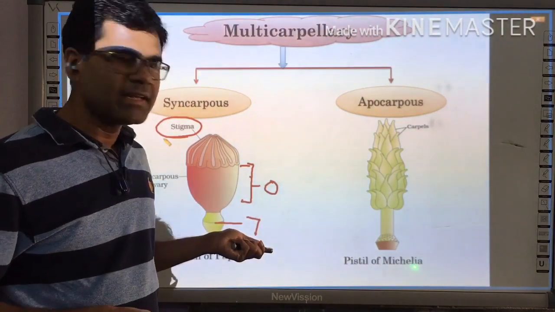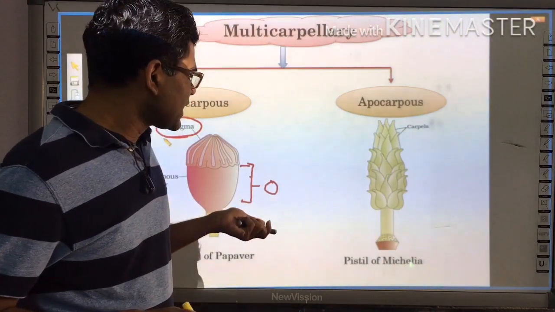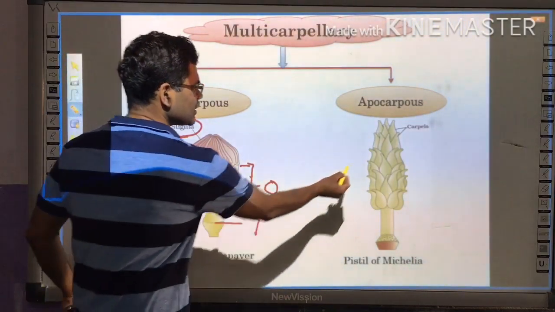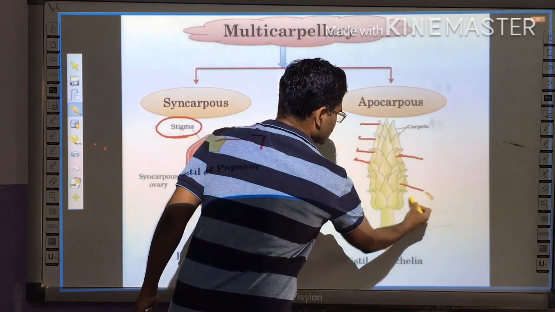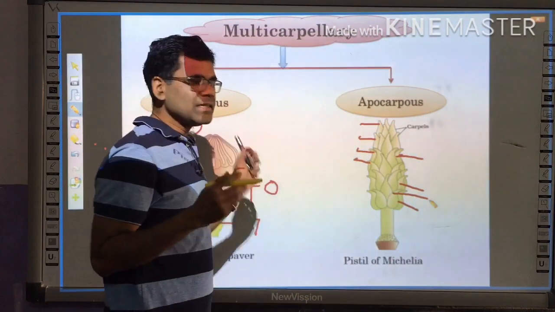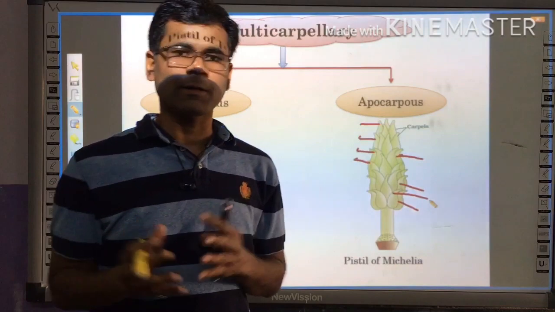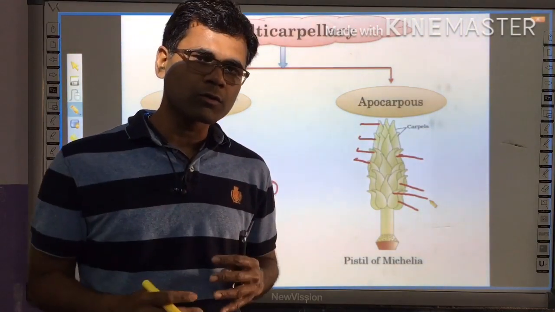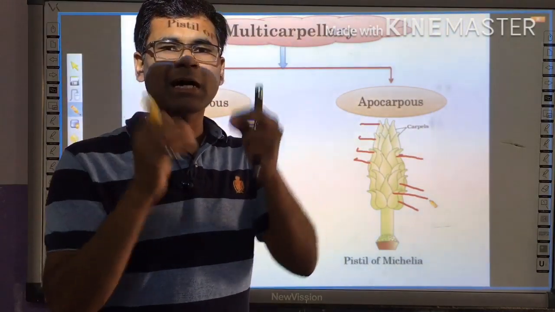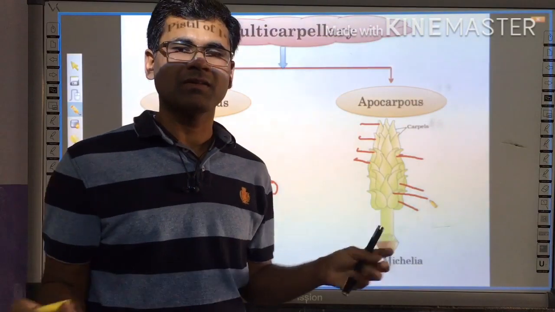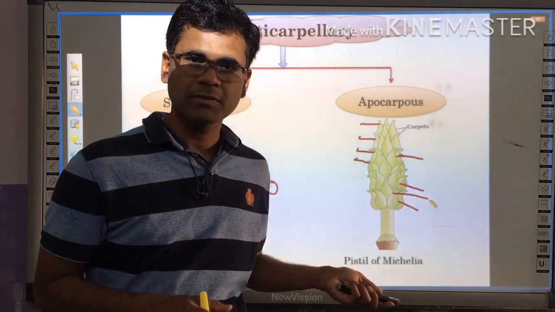Another example is Michelia, again this diagram is taken from your NCERT book only. Here also you can see the various leaf-like structures. These are separate leaf-like structures, and these separate structures are the separate carpels. They are the different carpels. So here also an ovary has many carpels. It is polycarpellary or multicarpellary. But here the carpels are separated from each other. They are not fused. And that condition is called apocarpous.